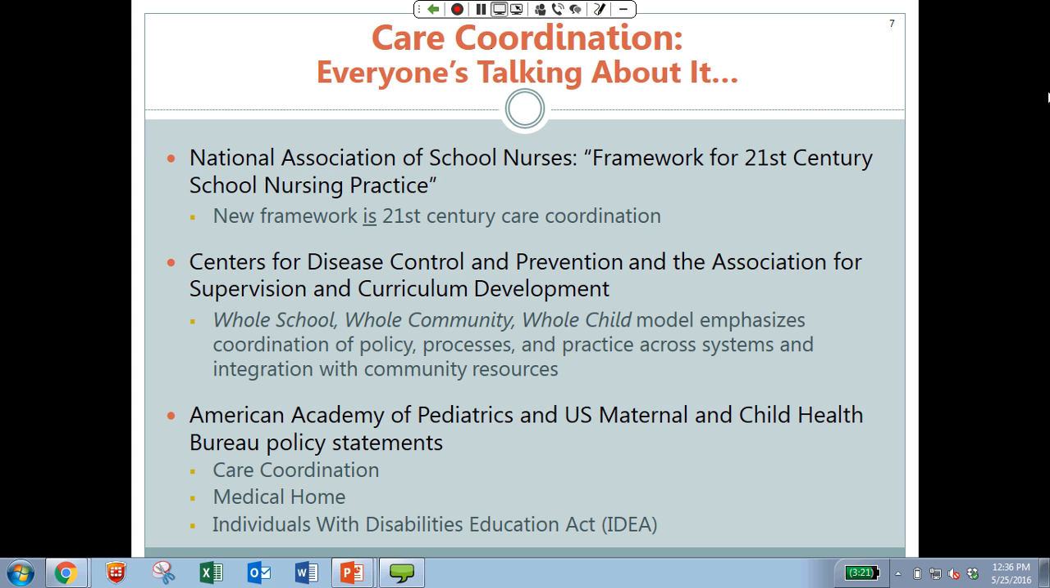And the American Academy of Pediatrics and U.S. Maternal Children's Hospital also tells us that we need to be talking about care coordination. I point this out also because I think it's helpful, particularly for school nurses, when they're beginning care coordination discussions in their district, to get on the website, bring in this information, and talk about this as a national trend. Next slide.